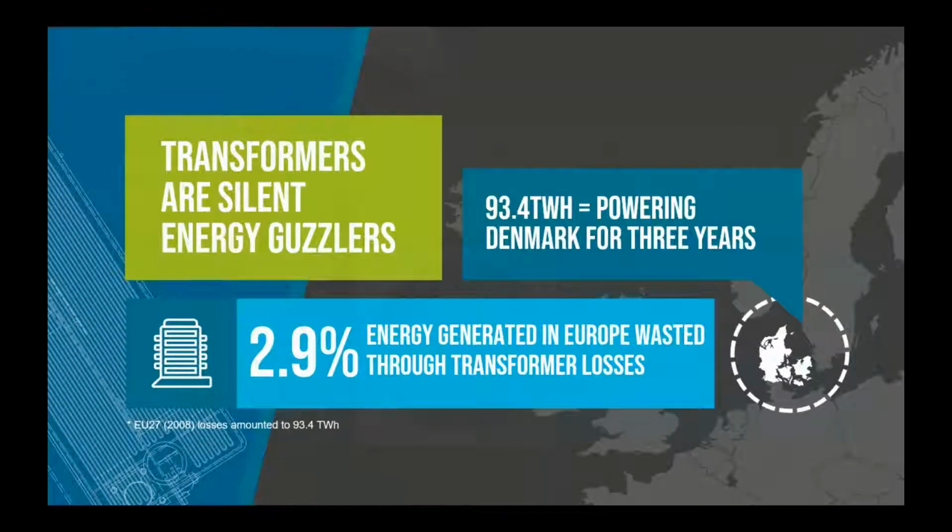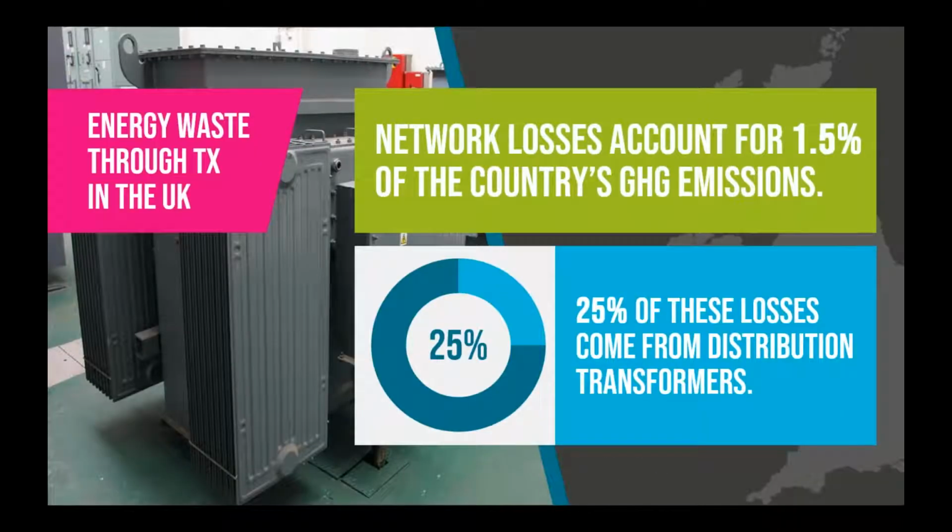Taking a focus on the UK, network losses account for 1.5% of the country's greenhouse gas emissions. A quarter of those network losses come from distribution transformers. So we're talking about a huge portion of the losses and the greenhouse gas emissions that come from distribution transformers, and these are easy fixes really.